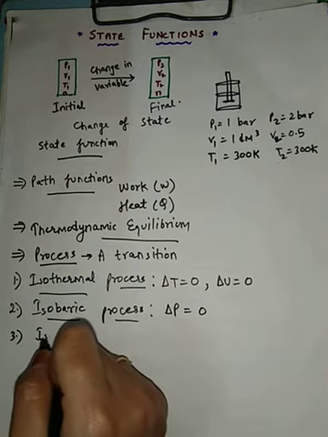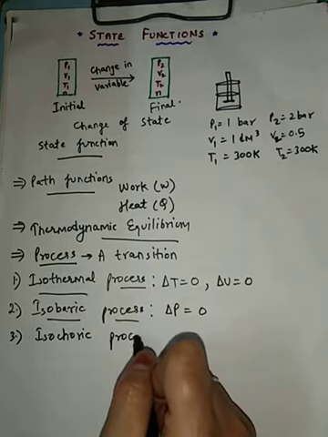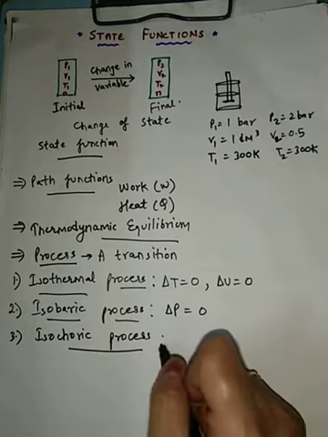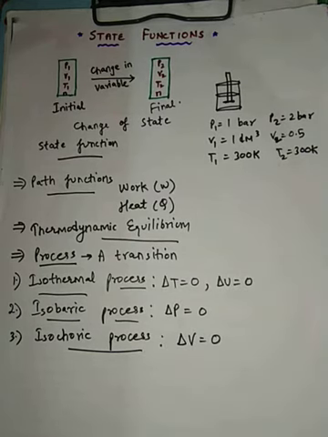Third, we come to isochoric process. Choric is related to volume. So simple, when there is no change in volume, delta V is 0, such a process is called isochoric process.